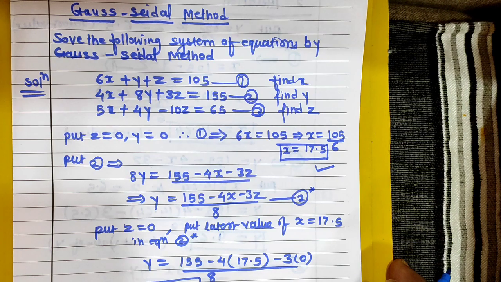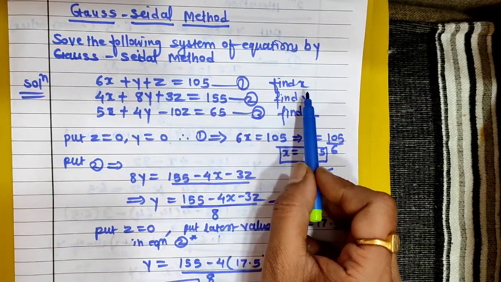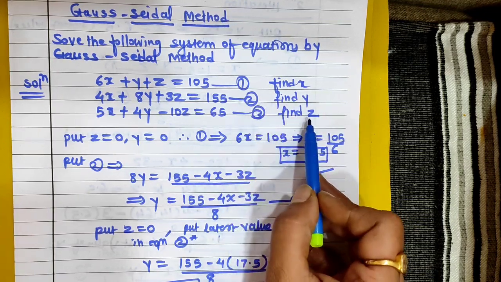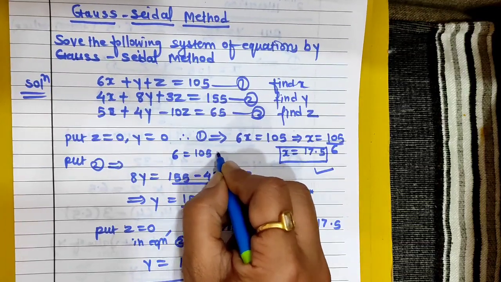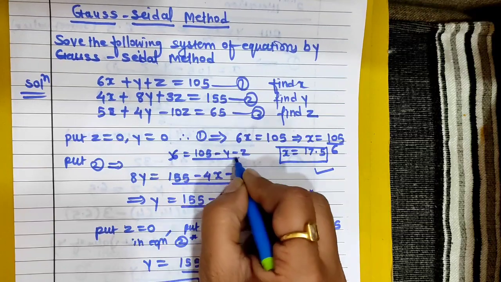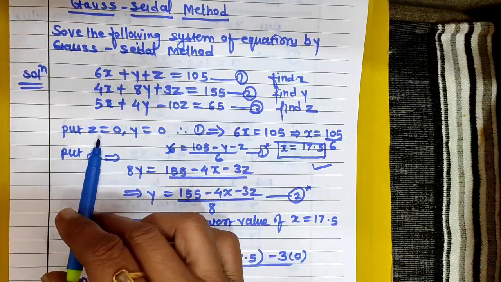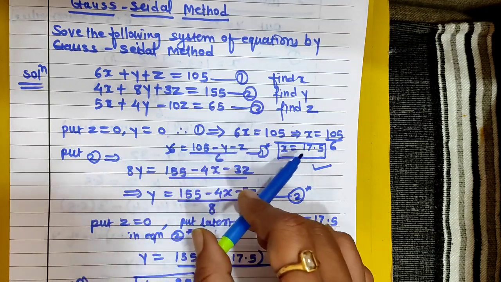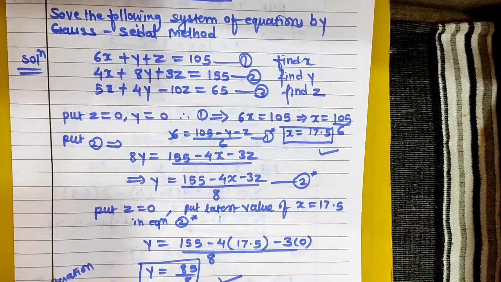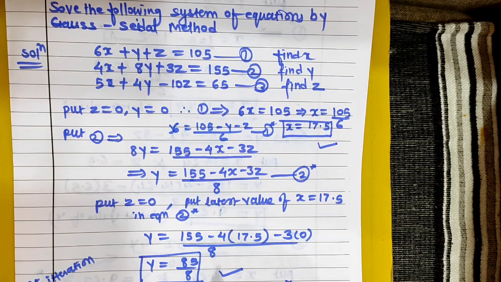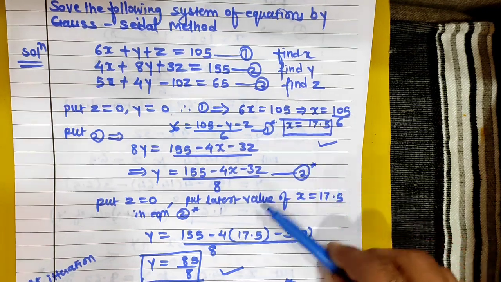Then here z equal to... So what did we do? Equation number 1 was given, then 2, then 3. Then we wrote that equation number 1 is used to find x, equation number 2 to find y, and equation number 3 to find z. So here the 1-star equation means 6x equal to 105 minus y minus z, x equal to that divided by 6. This is your 1-star equation. Then, in it, first we have to put the values z equal to 0 and y equal to 0, so that we can get the value of x as this one. Then we have the latest value of x, which we have to put in the 2-star equation. So we got this one, y equal to 85 by 5. Then we have the latest values of y and x, which we have to put in the third equation to get z. So we got the latest values of x, y and z in the first iteration.